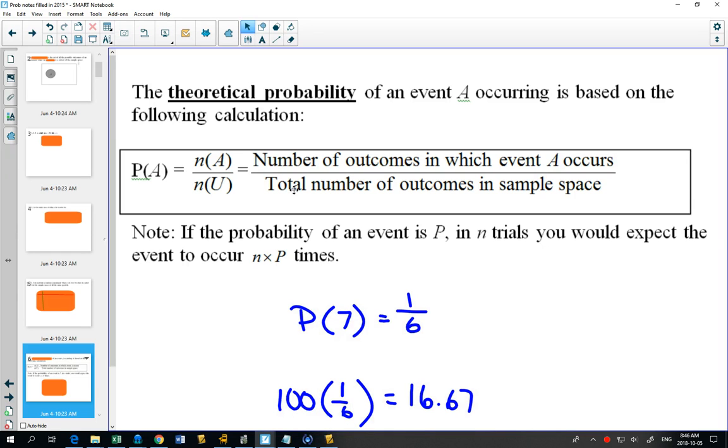So there's our probability of a 7. It means if I rolled it 100 times, I should expect to get a 7 16.67 times.